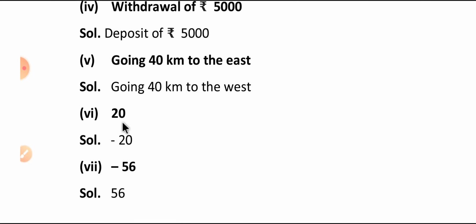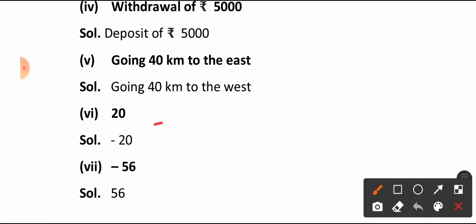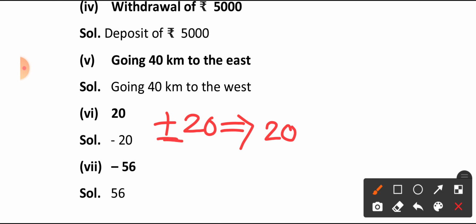Now 20. You can see that 20 is written, it means plus 20 only. We can write plus 20 as simple 20 only. So what is the opposite of plus? It will be minus. So answer will be minus 20.